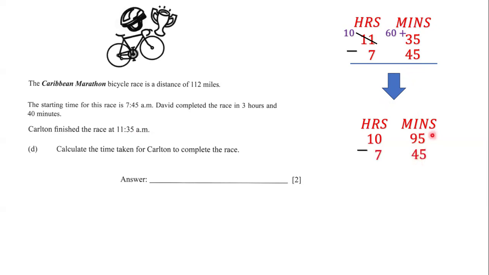So we have 10:95 minus 7:45. 5 minus 5 is definitely 0. 9 minus 4 is definitely 5. And then we have 0 minus 7. Well, we have to borrow. We borrow 1 from this 1, which gives us 0, but we put the 1 on top. So we have 10 minus 7, and 10 minus 7 is 3. And so that means that the time taken for Carlton to complete the race is 3 hours and 50 minutes. And that's the answer to this question.